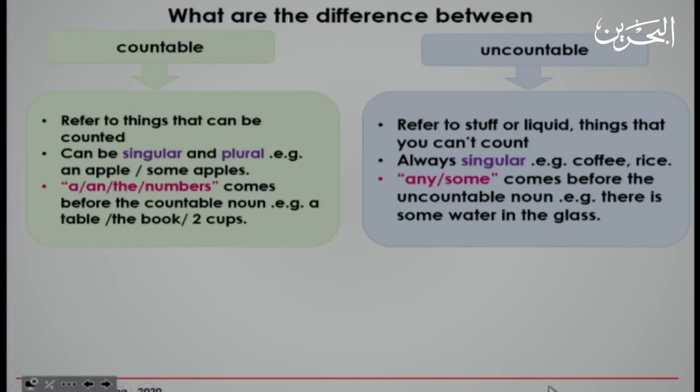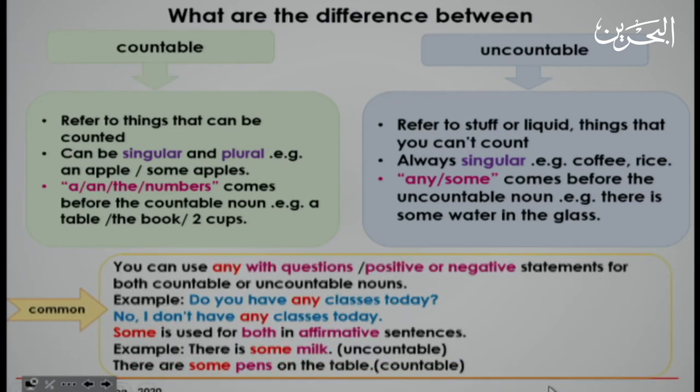Uncountable nouns refer to stuff or liquid, things that you can't count. They are always singular, for example, coffee, rice. Any and some come before the uncountable noun. For example, there is some water in the glass. This is common knowledge.